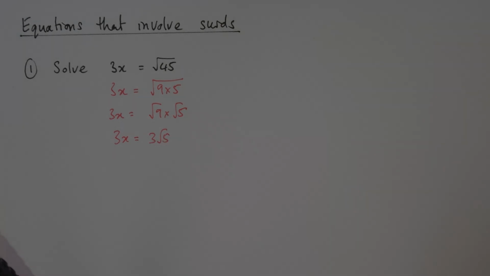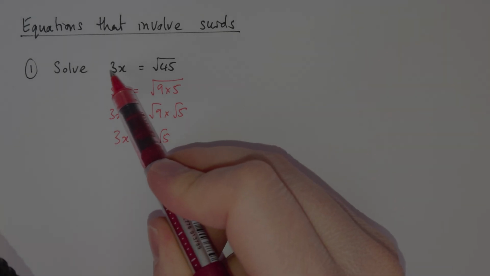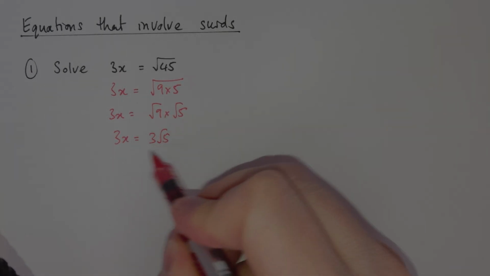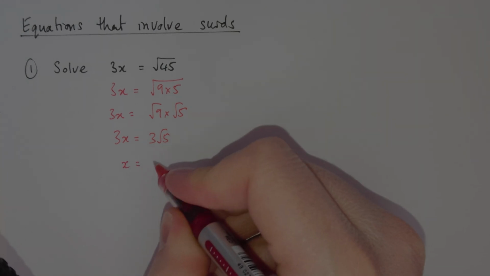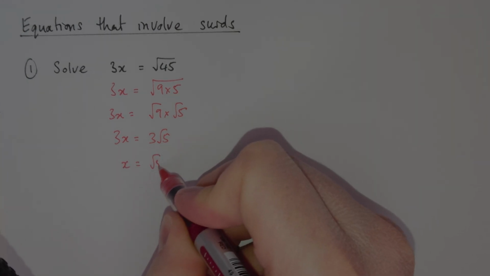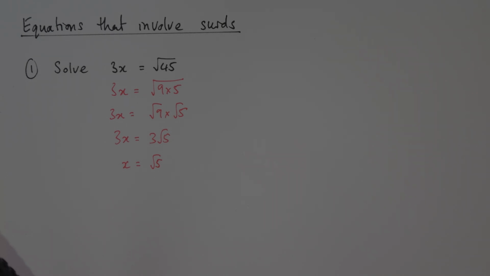And now it's a good idea to divide both sides by 3. So the step that you would normally do first to get x on its own, it's easier to do it now. Well, in my opinion, it's easier to do it now. Divide both sides by 3, you get 1 root 5. X is just 1 root 5 in that case. You can write the 1 if you like, but we don't normally do that.